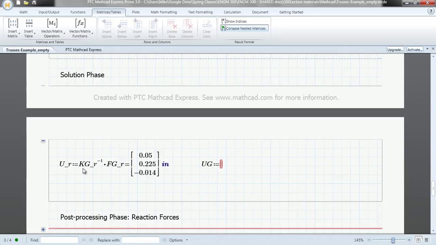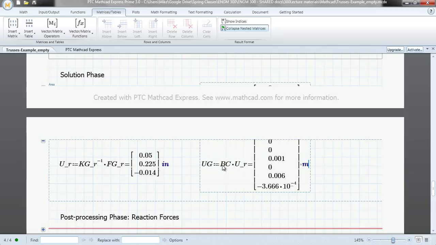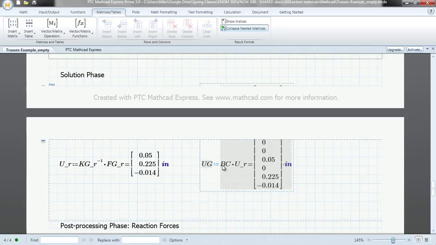All right, so again, this is the reduced form, and then just to put that back into a global form where we can see the displacements of all the different coordinates or components at all the different nodes, we're going to multiply the boundary condition matrix times the reduced displacements matrix. And we get that. So we get our 0 displacements at node 1 and node 2 in the y direction, and then we get the other ones that we developed over here. All right, so that all looks good.